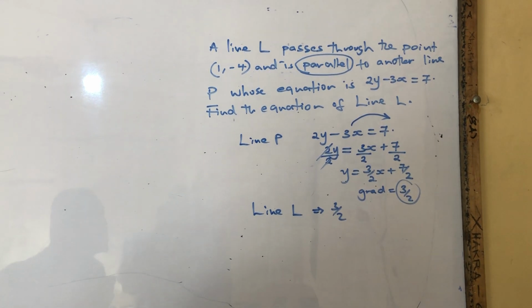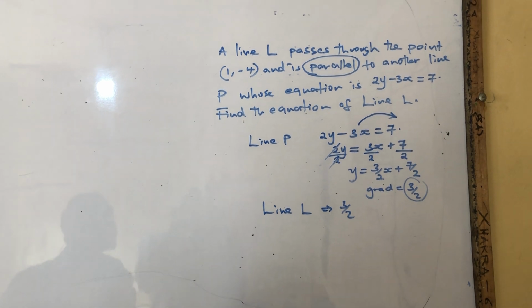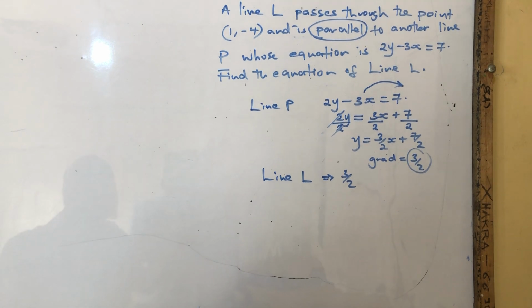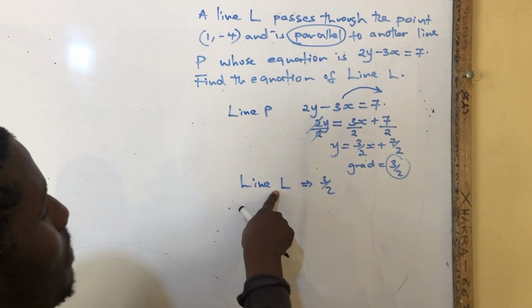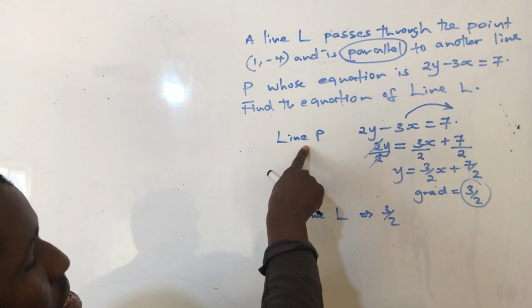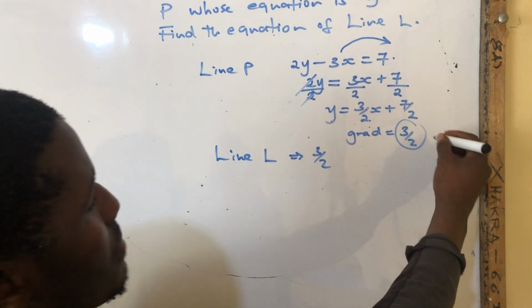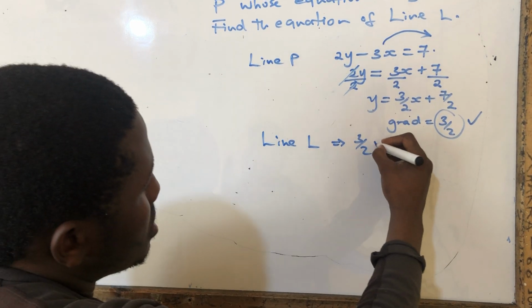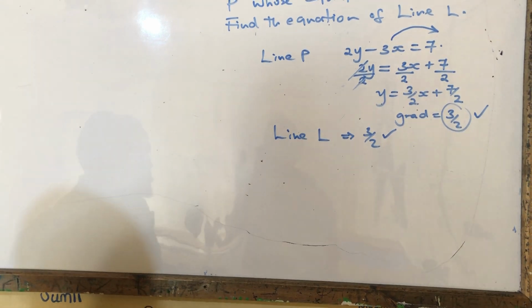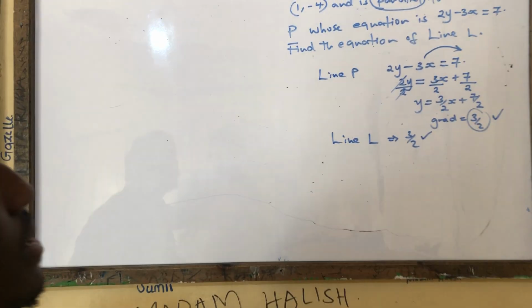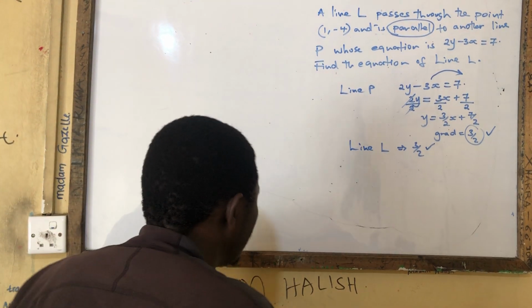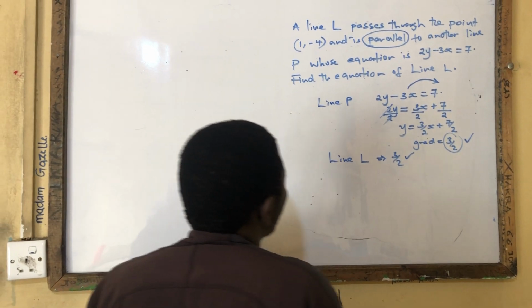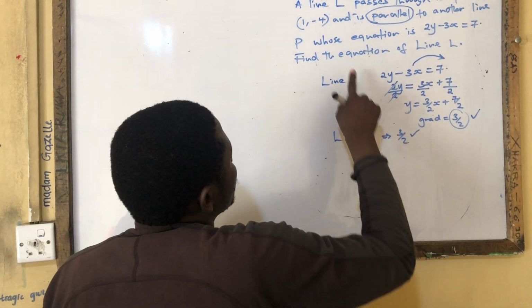We have already agreed that whenever two lines are parallel to each other, they will always have equal gradients. So line L will have the same gradient as line P. Do remember, line P has a gradient of 3/2. So line L is expected to have the same gradient. So how will you find the gradient of line L? Sorry, not the gradient, but the equation. How will you obtain the equation?